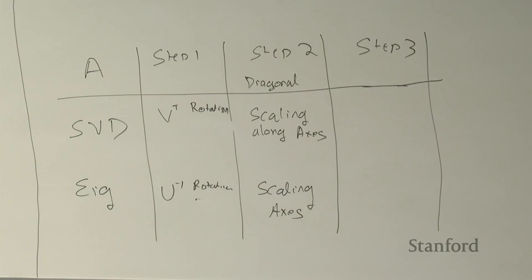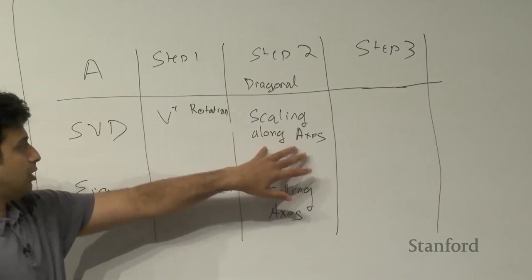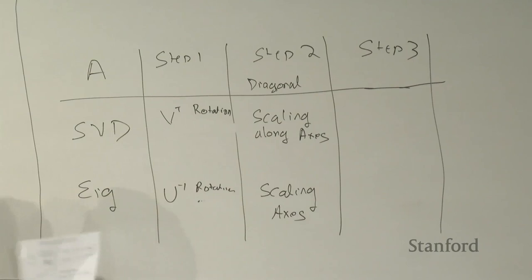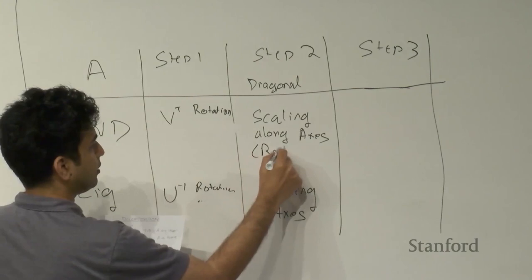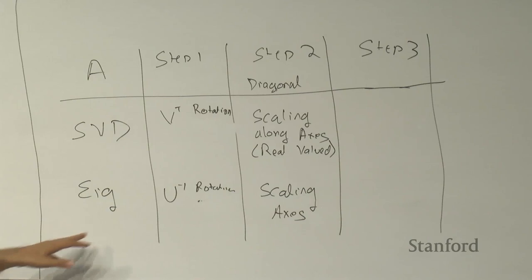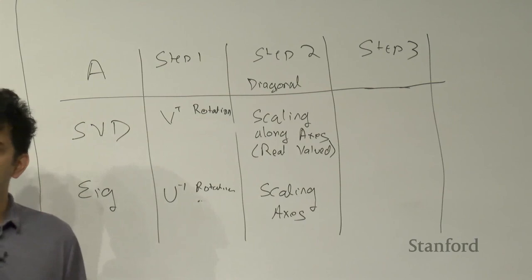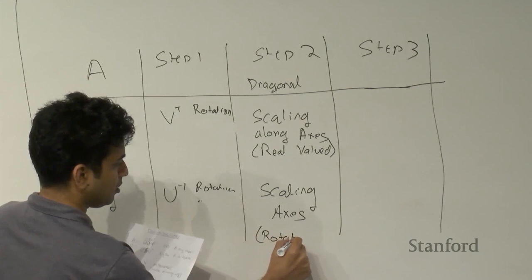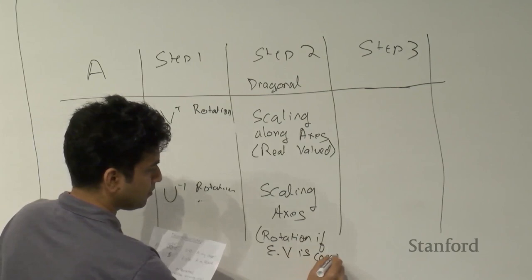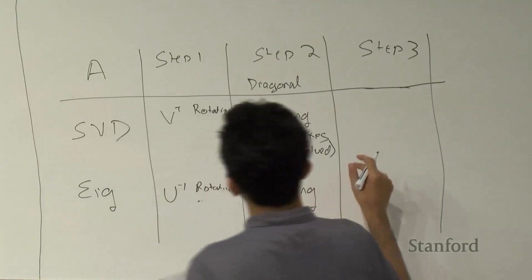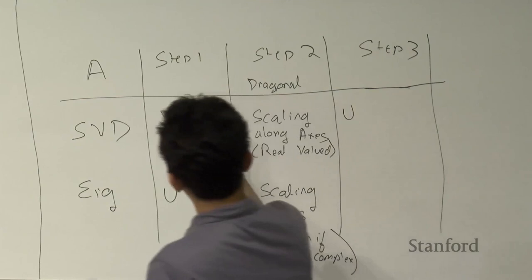Now, the scaling for the singular value decomposition is always real valued, because S is always going to be real valued for SVD. But for the eigenvalue decomposition, some of your eigenvalues may be complex, and scaling by a complex value essentially means there is some amount of rotation involved. Scaling by a complex number means there could be rotation if the eigenvalue is complex. And then step three is another rotation. Here, step three is going to be rotating it by U. So this is just rotation one, and this is rotation two.